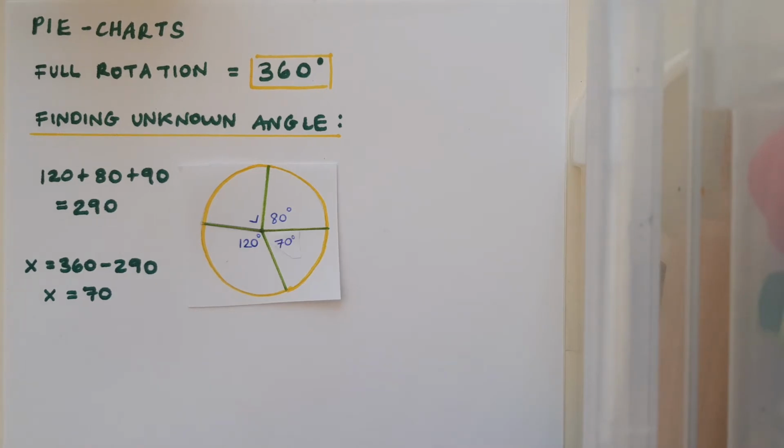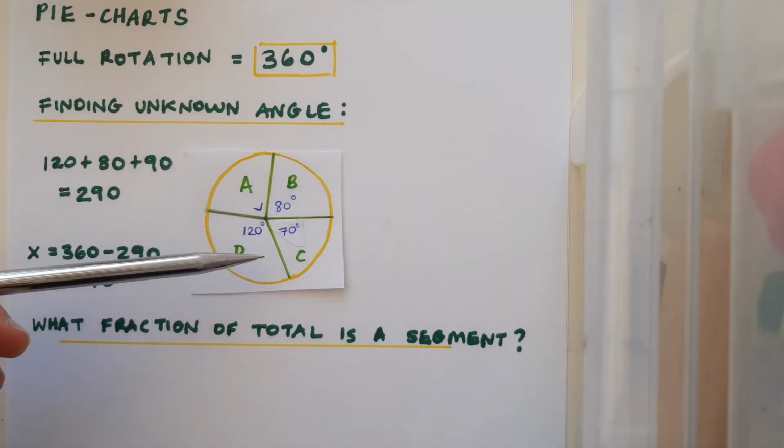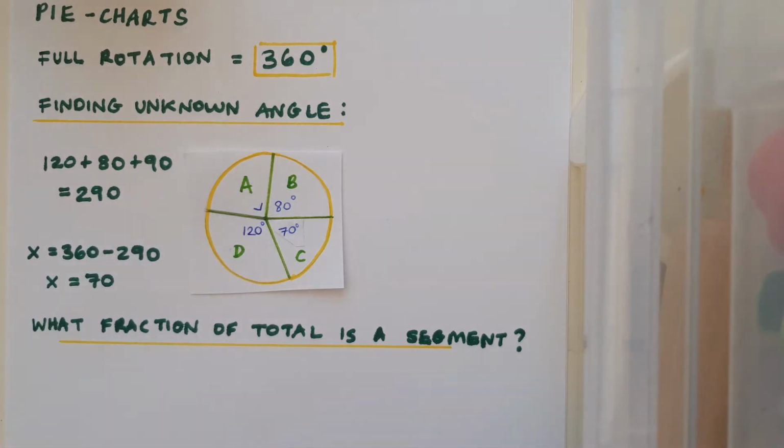We might also be asked to identify what fraction of the total pie chart is represented by each segment. Let's stick with the same diagram here to answer this question. You'll notice that I've given each part of the diagram a name, just so that it's clear which one I'm referring to in each case. We've got A, B, C and D, and I'd like to know what fraction of the pie chart each of these represents.